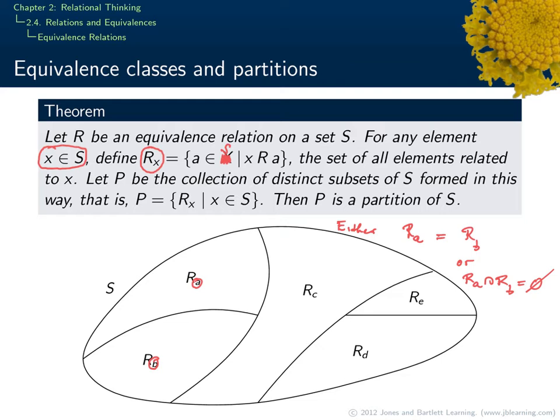So these equivalence classes, if you put them all together, they will give you the entire set S. And furthermore, they form what's called a partition of our set, meaning that together they form all of S, and pairwise their intersections are empty.